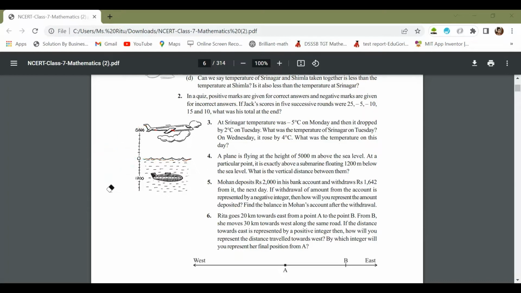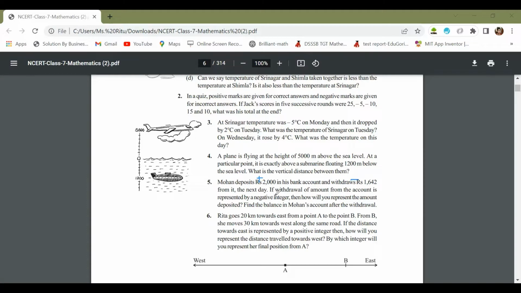So Mohan ne jo hai money deposit kiya bank mein 2000 rupees. Deposit kiya means it's a positive number. Withdraw nikal lena means it's a negative number. So what you will write, Mohan deposited amount in bank equals to rupees 2000, plus ka rupees 2000. Mohan withdraws amount equals to minus ka rupees 1642. Withdraw means nikal lena, that is negative. Deposit means jama karna, that is positive.